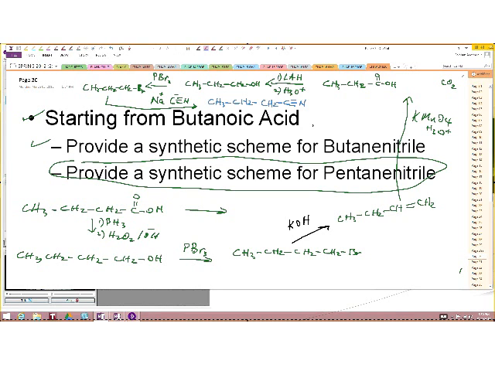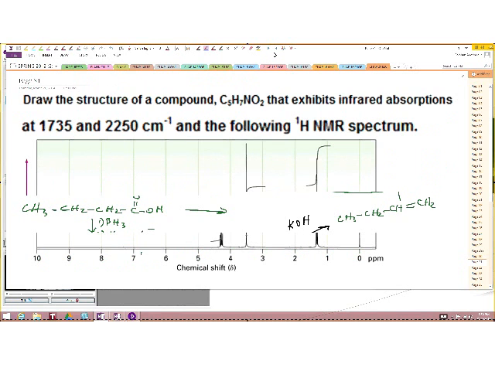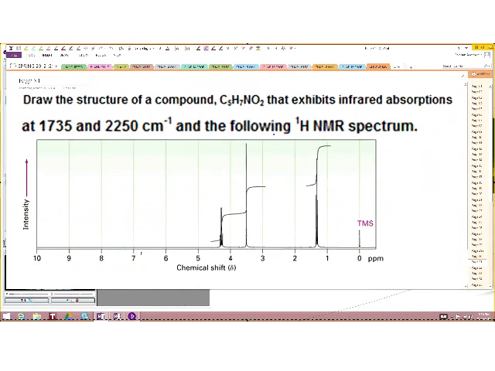That will give you the aldehyde. Right. Yes. That will give you the aldehyde. But then yes, you could reduce it with LiAlH4 to the primary alcohol. And that will be okay. Okay. Now let's do a spectroscopy problem before we leave this.